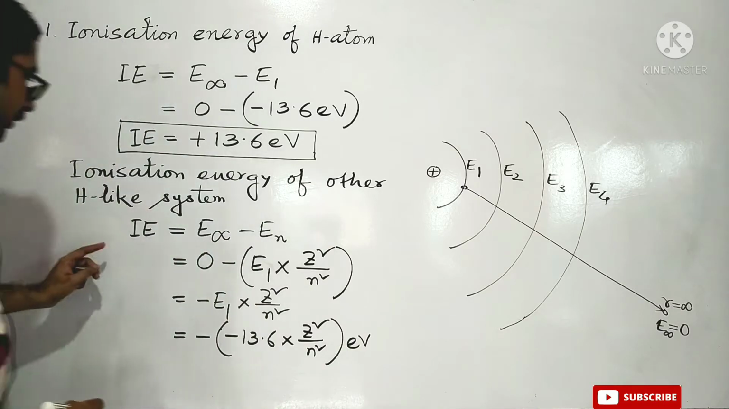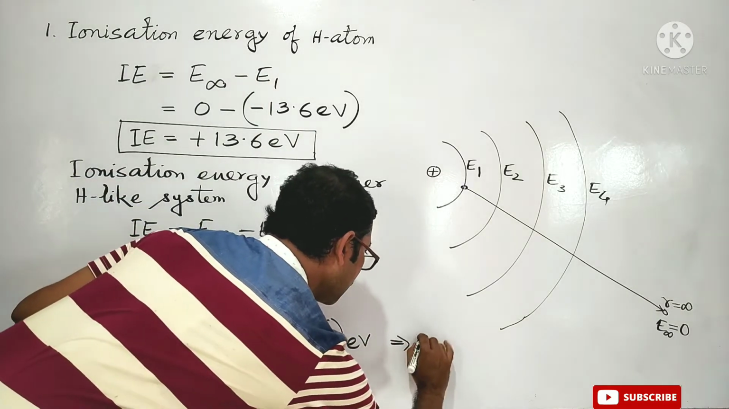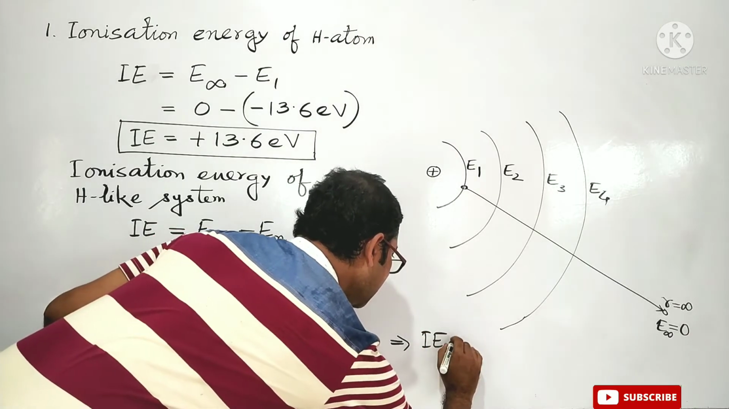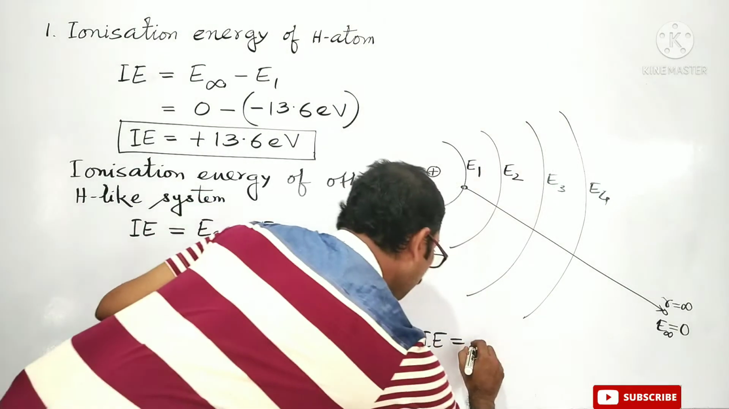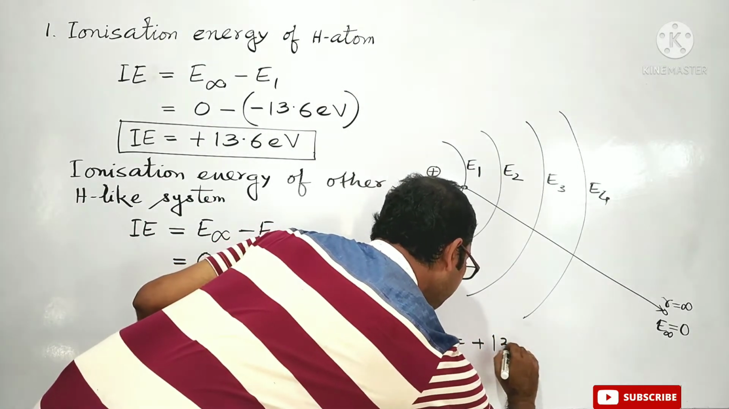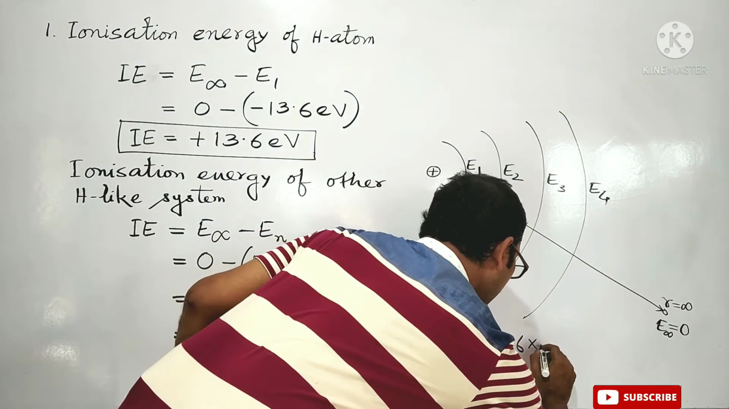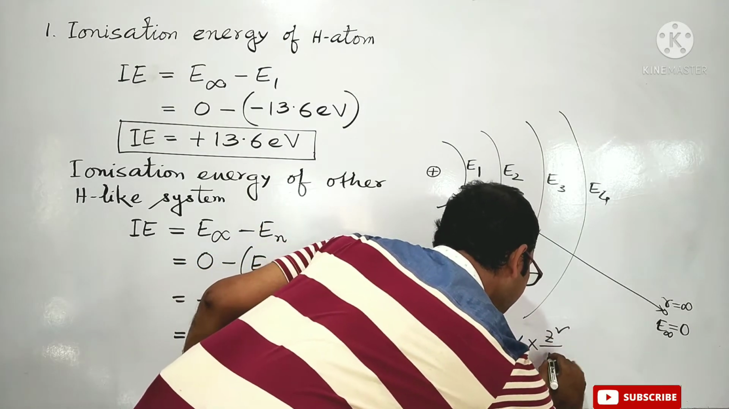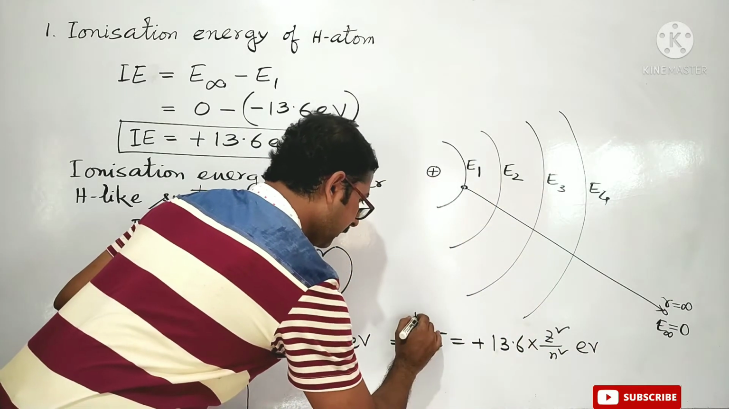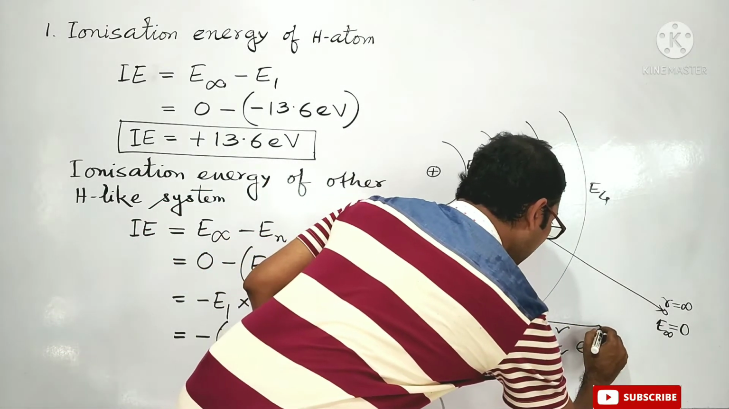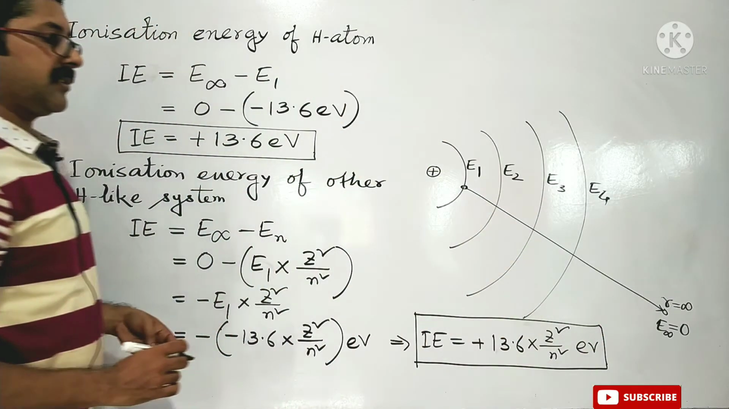Okay, so therefore this ionization energy is nothing but positive 13.6 into Z square by n square electron volt. Okay, this is the value of ionization energy of all other hydrogen-like systems.